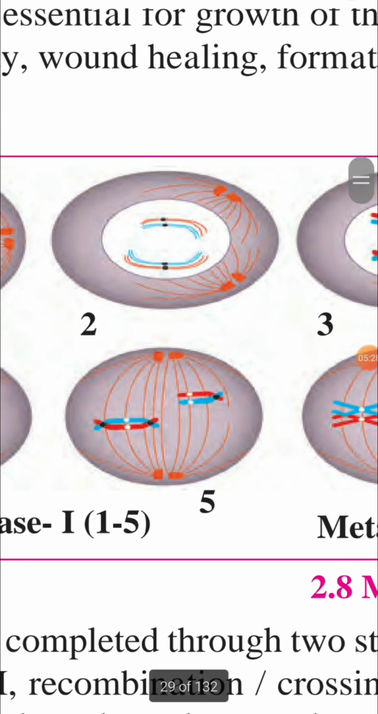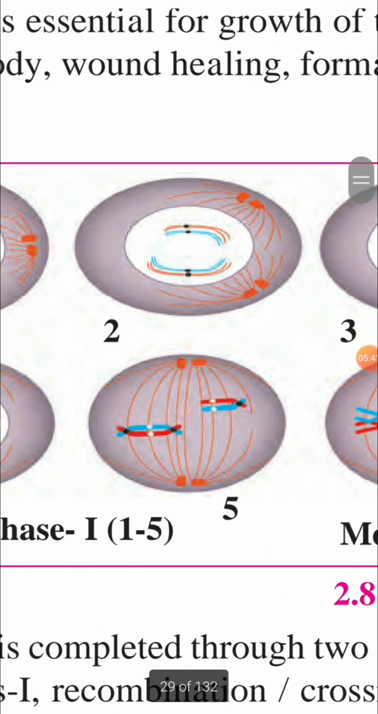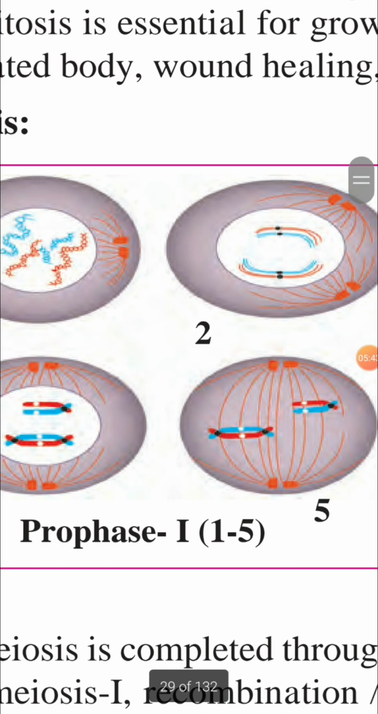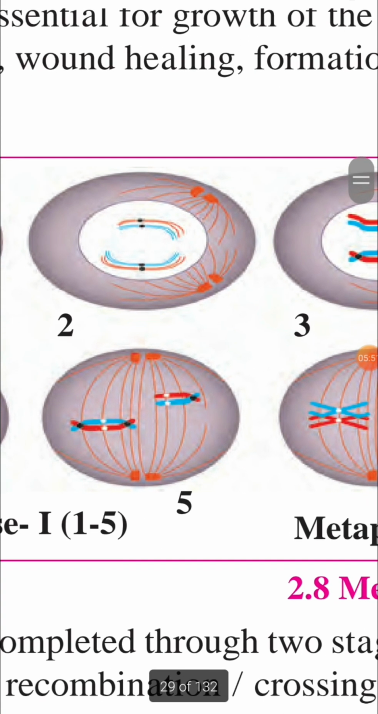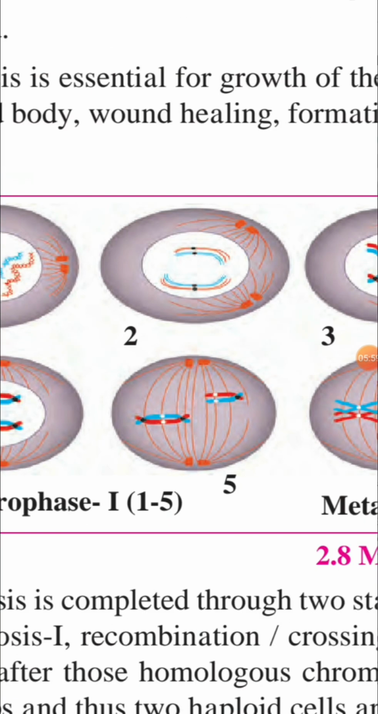And the last phase is the fifth phase. The fifth phase is named diakinesis. In this diakinesis phase you can clearly see the nuclear membrane is completely invisible, and the spindle fibers are fully developed. That is the difference we see in step number 5. So here prophase 1 is done.